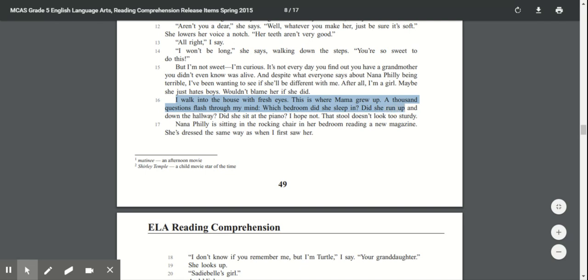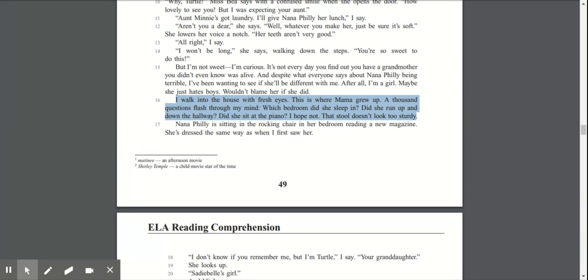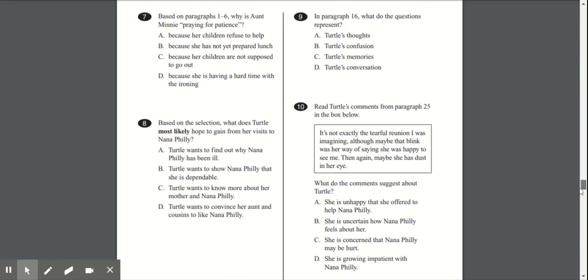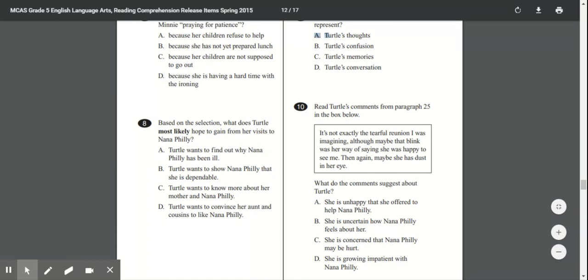"I walk into the house with fresh eyes. This is where Mama grew up. 1,000 questions flashed through my mind. Which bedroom did she sleep in? Did she run up and down the hallway? Did she sit at the piano? I hope not. That stool doesn't look too sturdy." Clearly, from this, we're getting that these are Turtle's thoughts, okay? And it also says right here, questions flash through my mind. So this is obviously something she's thinking, and these are the thoughts that are in her head. So this leads us to A, Turtle's thoughts.